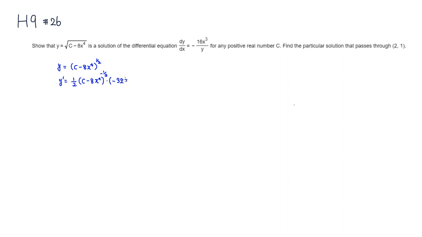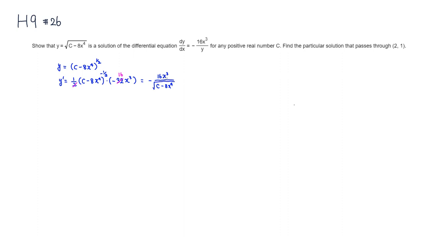x to the third power, subtracting 1. Then we can simplify a little bit. We can cancel 2 and 32, so that's going to be 16. It's going to be on top with a negative sign, 16x cubed on top. Since it's a negative power, c minus 8x to the fourth sits on the bottom, and the 1/2 power is a square root.